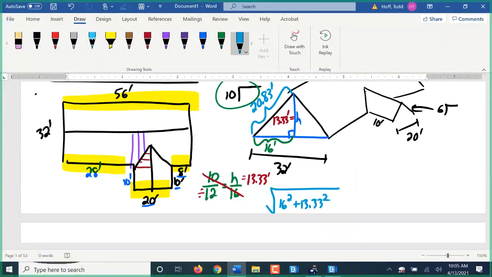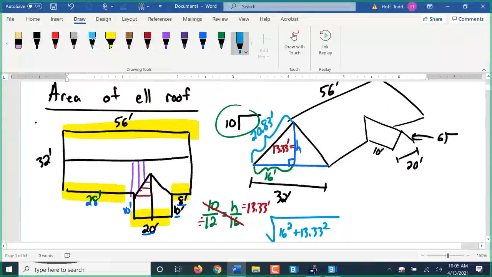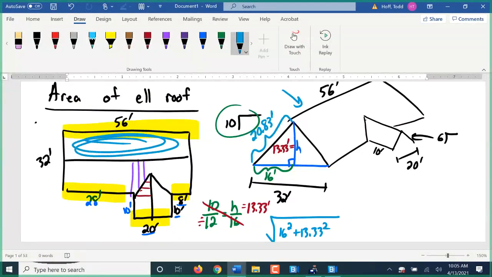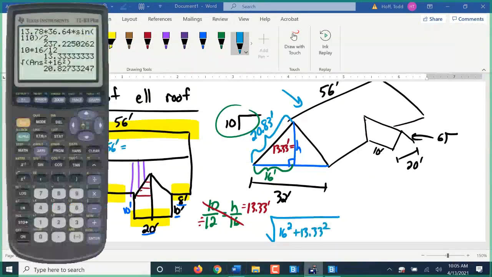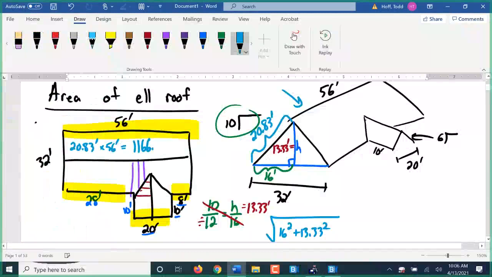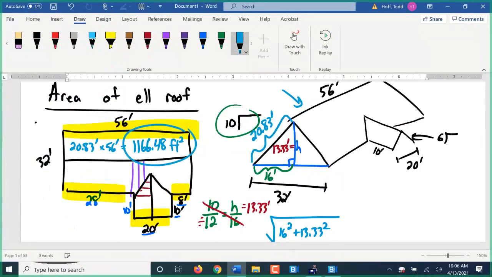So now at this point, I can find the one biggest plane. These surfaces on a roof are called the roof planes. So I'm going to find the area of this backside roof plane here, that's this one here on this overhead drawing, which is just a straight rectangle. That area is that 20.83 feet times the 56 feet of length, giving us 1166.48 square feet of area for that section.